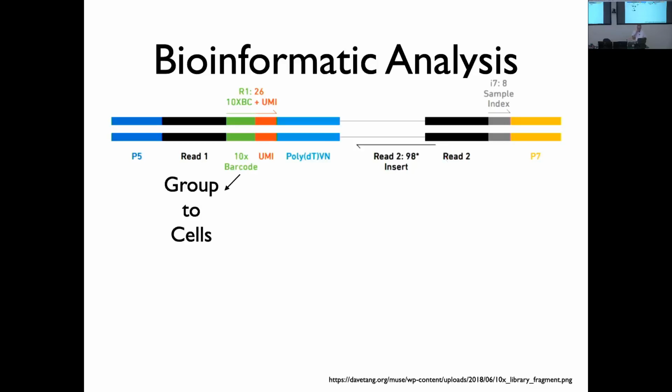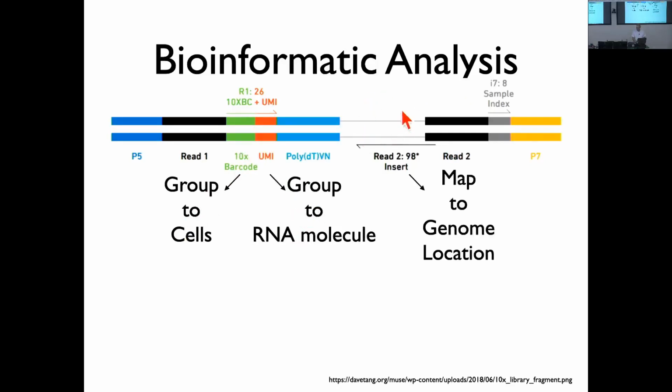Okay, sorry to walk through this, right? But for the bioinformatic analysis, once you have this data, this part is going to allow you to group it to cells. The red here is going to allow you to group it to RNA molecules, and the insert here, which is the biological sequence, is going to allow you to map it to the genome location.